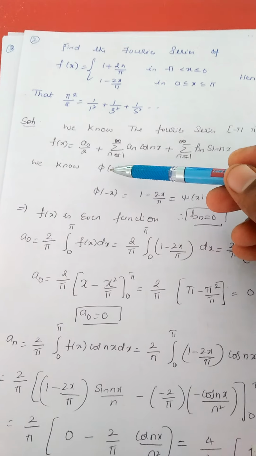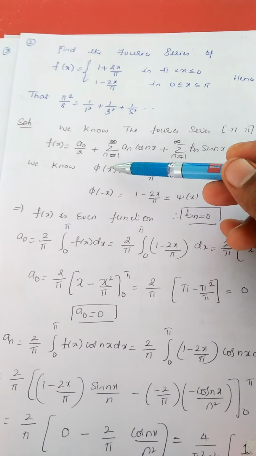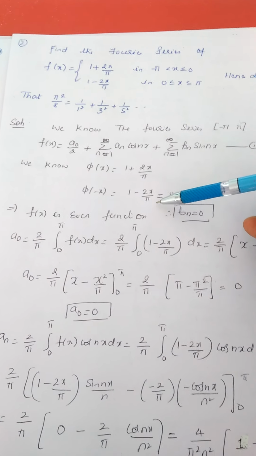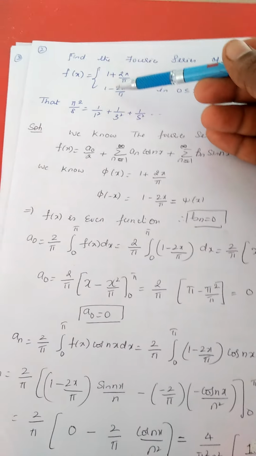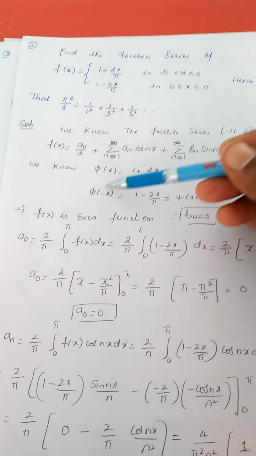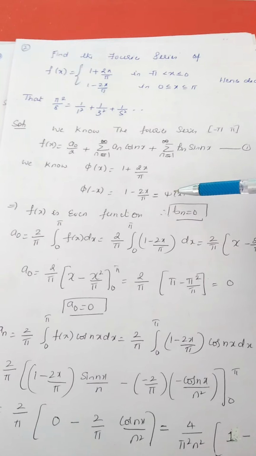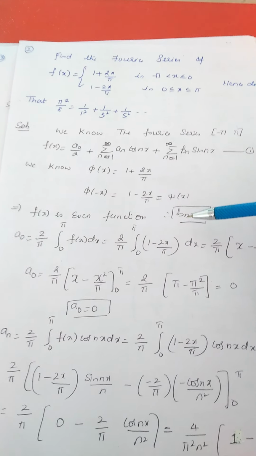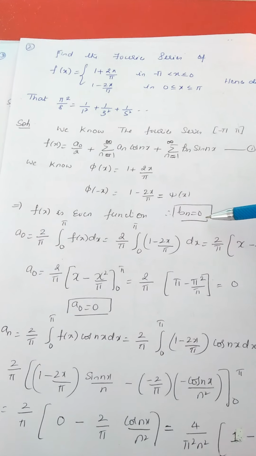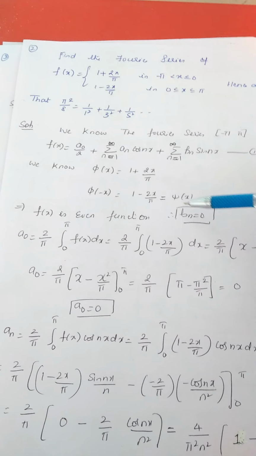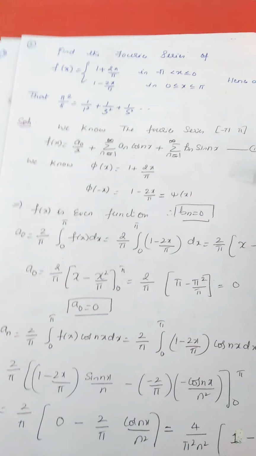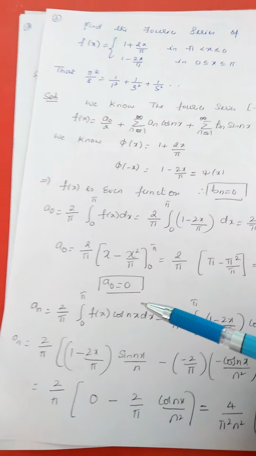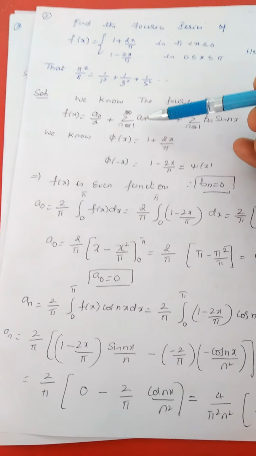Now, we need to check whether the function f(x) is even or odd. For that, we take phi(x) equal to this, replace x by minus x, and we get 1 minus 2x by pi. This is the same as psi(x). So phi(-x) is equal to psi(x), therefore it is an even function. If it is an even function, immediately we write bn equal to 0. For an even function bn is always 0, no need to calculate it. We need to calculate only two coefficients, a0 and an.